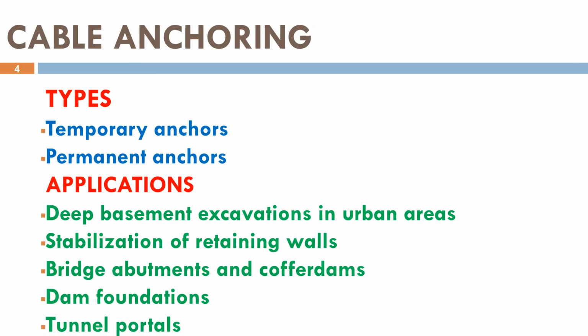Cable anchors are classified into two types. The first is the temporary anchor, which provides support only during construction and is removed after the permanent structure becomes stable. The second is the permanent anchor, which remains within the structure throughout its service life and is protected against corrosion. Cable anchoring is widely used in deep basement excavations, bridge abutments, cofferdams, dam foundations, tunnel portals, and rock slopes. A good example is metro rail construction, where anchored retaining walls safely support deep excavations in densely populated cities.